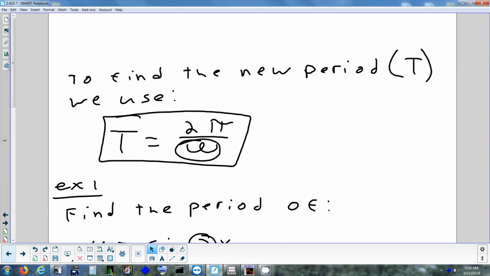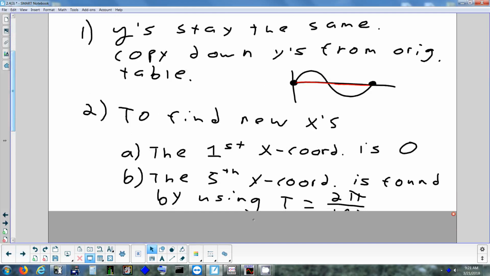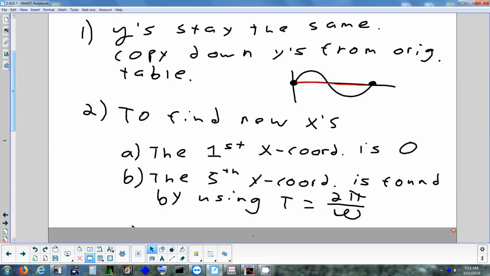Is it 2 pi over, yeah, they call that Greek letter omega. It looks kind of like a W. So to find the length of the period, to find the new period, you use that formula. That formula will tell you the distance from there all the way to there. It'll give you the x value of the coordinate. Okay, so using the formula I just showed you, that gives you the end of the period.